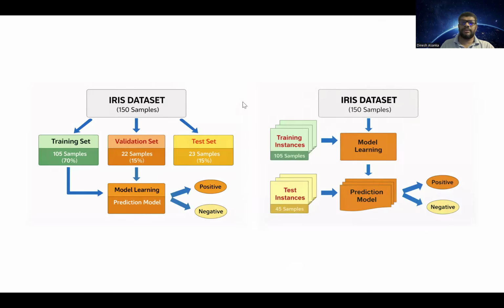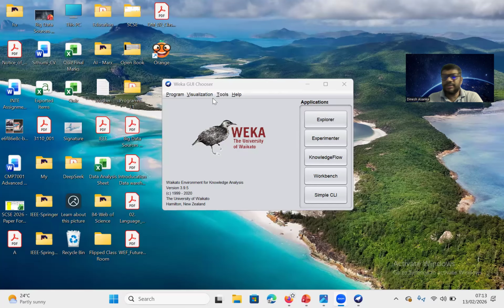Right. So before moving into the slides, now let's go back to the WEKA tool. So this is the tool. The version I'm using is 3.9.5. The 3.8 version is also okay. You can see it's developed by the University of Waikato. This is the bird endemic to New Zealand.